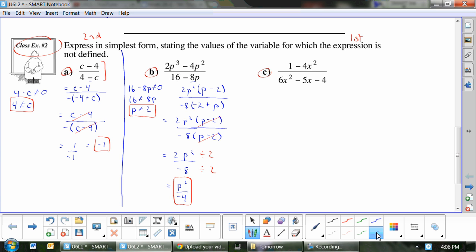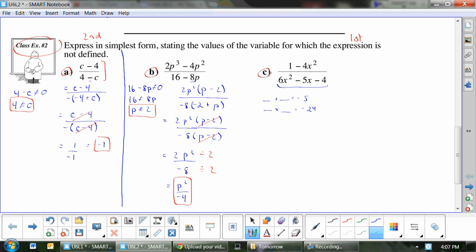Okay, so for this last one, we want to find our non-permissibles first. We'll do that by factoring it, and it's a type 2 factoring problem. There's no GCF. So what plus what is equal to negative 5, and what times what is equal to negative 24?